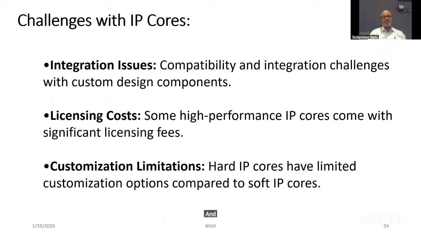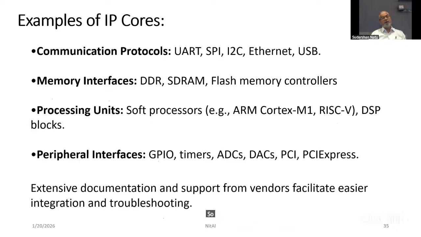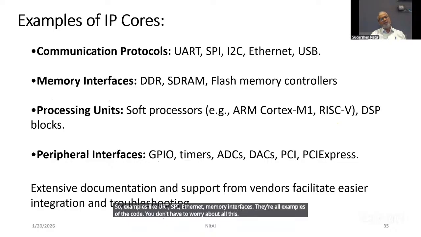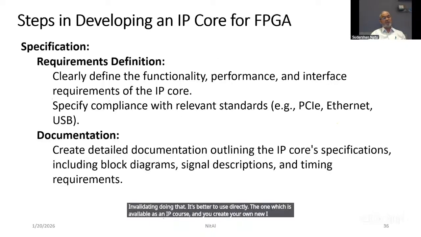than the hardcore IPs. And hardcore IPs are specific in nature, because sometimes you don't need any changes, so you will go for hard IPs. Examples like UART, SPI, Ethernet, memory interfaces, they are all examples of the core. You don't have to worry about all this. This has been done for ages now. ADC, DAC, PCI, PCI Express, they are the standard buses, and many people have done that. If you want to do the same thing, you will spend two to three years easily in validating and doing that. It's better to directly use the one which is available as an IP core, and create your own new IP on top of that.